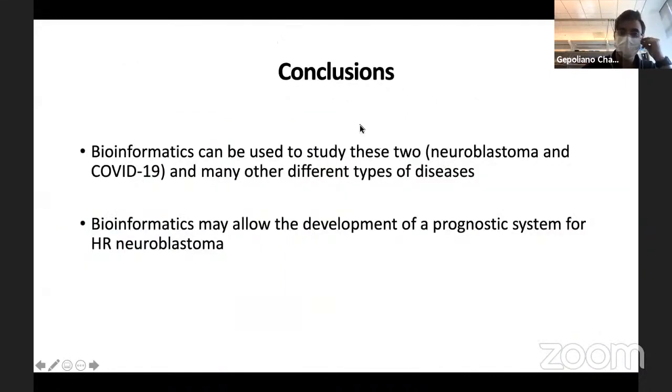So in conclusion, as I said, bioinformatics can be used to study and understand these two very different diseases and many other types of different diseases as we saw during this presentation. And more specifically, in my case, bioinformatics may allow the development of a prognosis system for high-risk neuroblastoma.